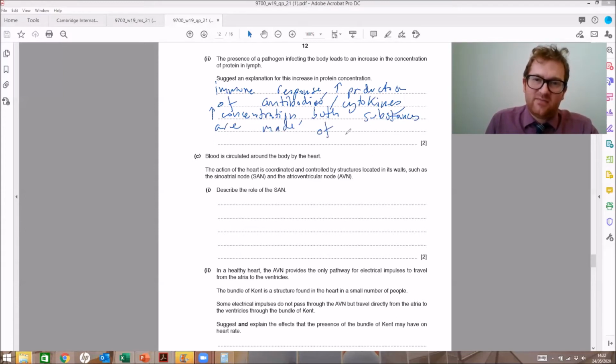So as a result, if you have more proteins being made, antibodies and cytokines, this would lead to an increase in protein concentration in the lymph.